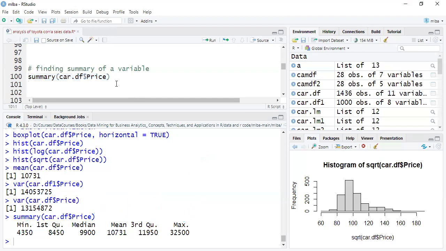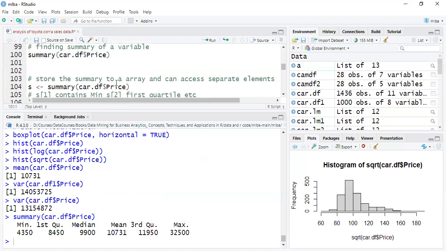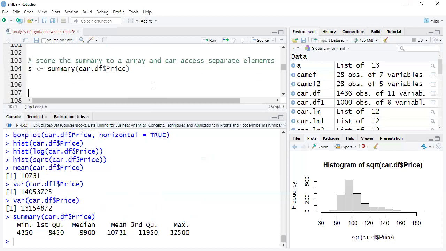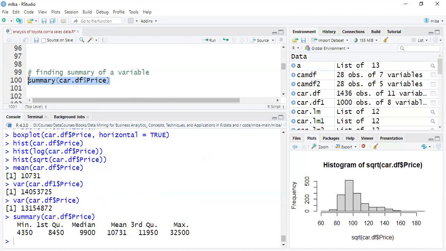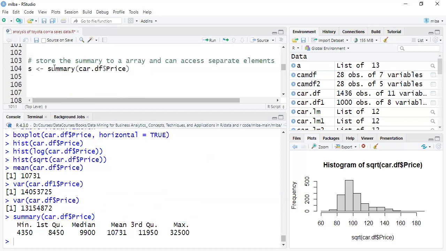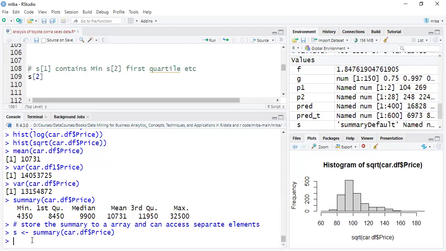If you want to find out only the first quartile, or only the third quartile, you can store the summary command output in a variable. The same command I am executing, but right now I am storing the output in a variable called S. So what is S? S is a new object in which the summary statistics result is stored. I am executing, and you can see that S is created.